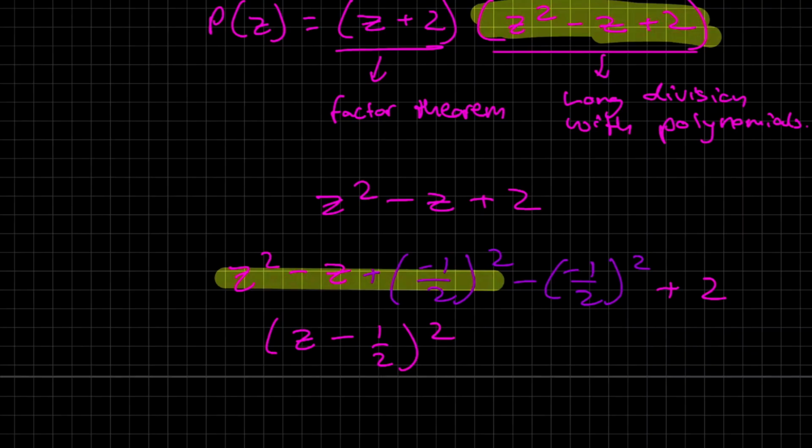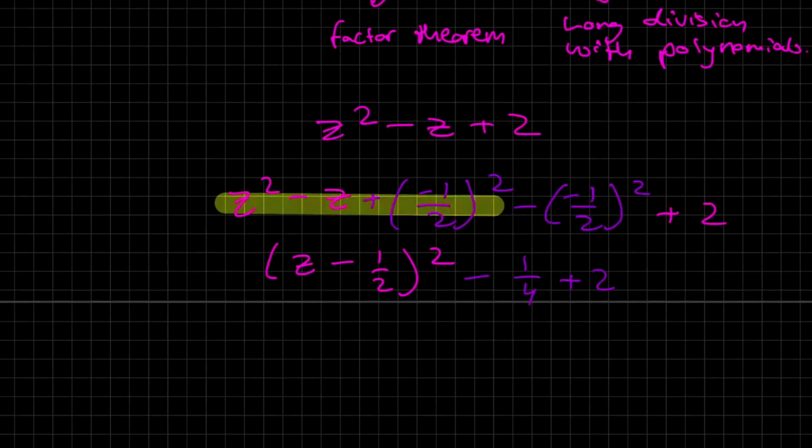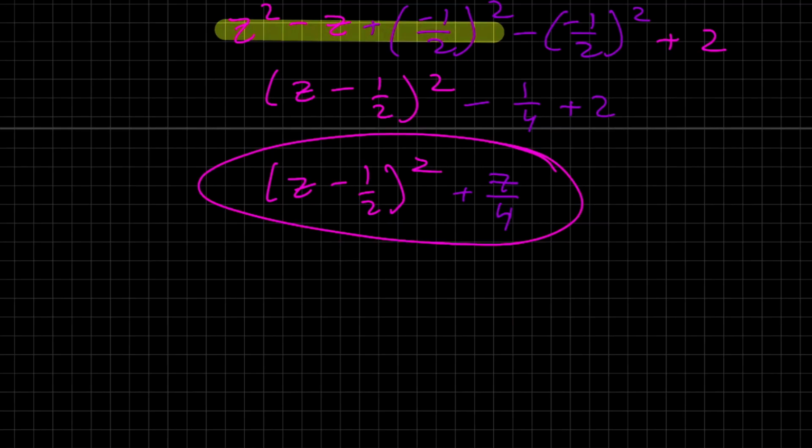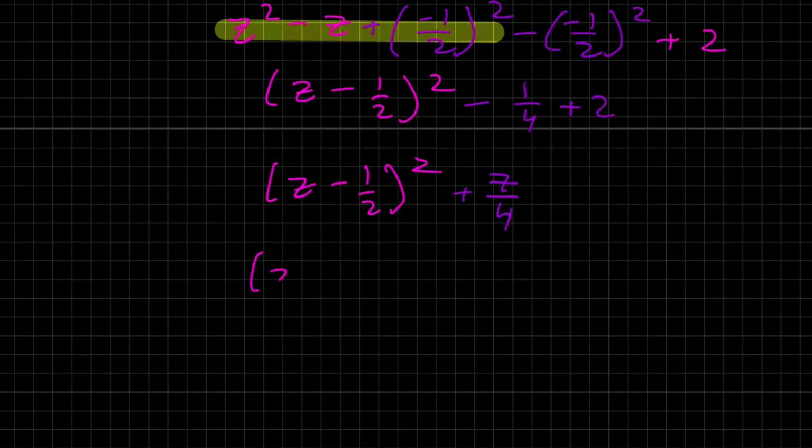Simplifying this part of the equation, we would get negative 1 over 4 plus 2, which would simplify to z minus a half squared minus 1 over 4 plus 2, which equals 7 over 4. Now we can manipulate this equation to write it as a difference of two squares. So we can write this as z minus 1 over 2 squared minus negative 7 over 4.